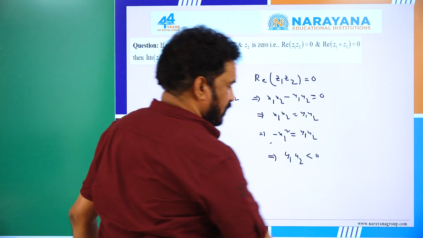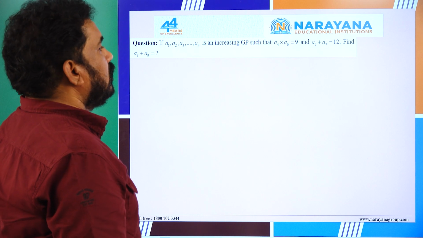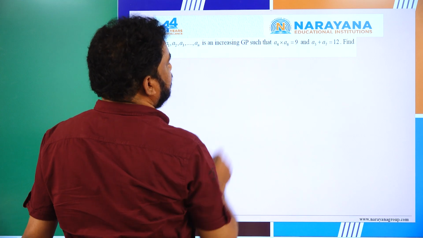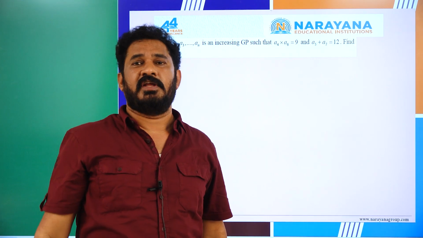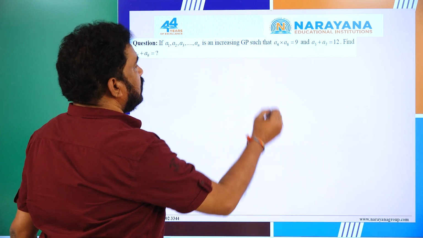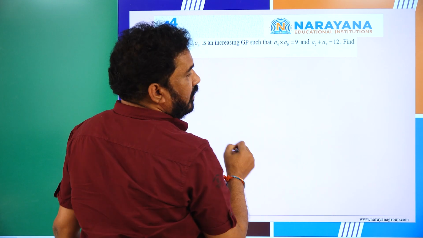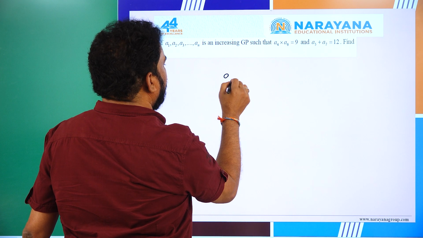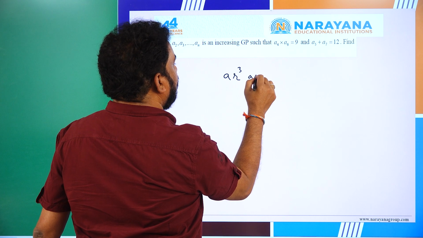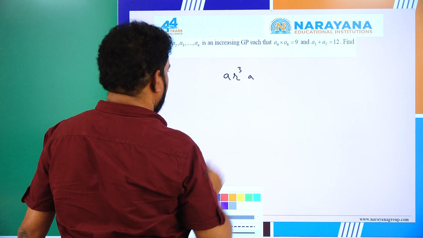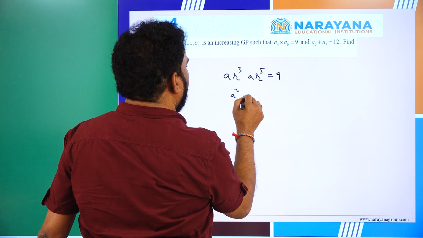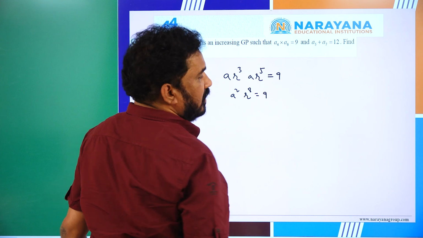Okay, fine. Next, this is a progressions question, a simple question. We know that in a geometric progression, the general term is given by a into r power n minus 1. The first condition given is a4 into a6 is equal to 9. A4 means a into r cube, and a6 is a into r power 5, so a square r power 8 is equal to 9. This is one condition given.